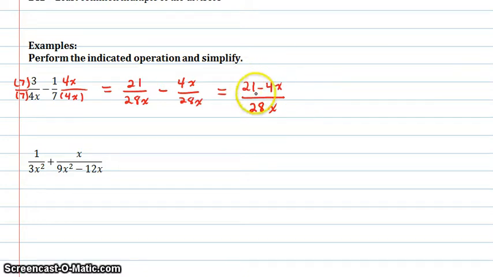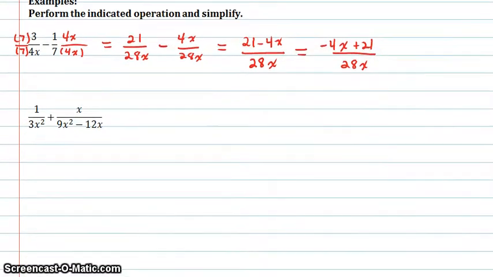Now if we could factor the numerator, then we might be able to simplify further, but since we can't, this is as far as we can go. Generally I like to get in the habit of rewriting these so that they are in standard form, so I'm going to rewrite it so that my x term is first, so that's technically negative 4x plus 21 over 28x, but these are equivalent expressions, so you could write it either way. It's just I generally like to write it this way because it makes factoring easier if you're able to factor it.